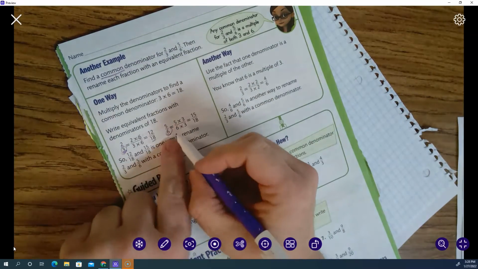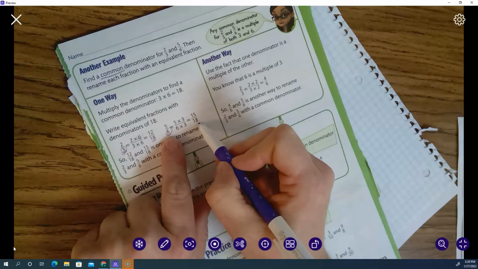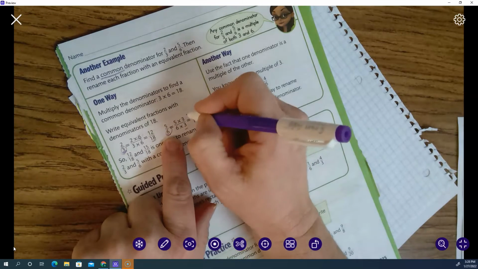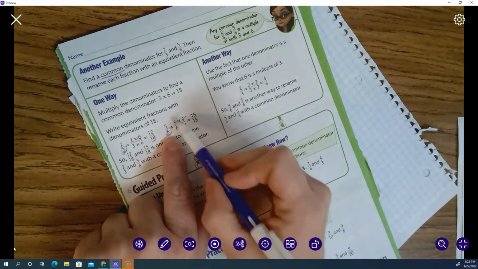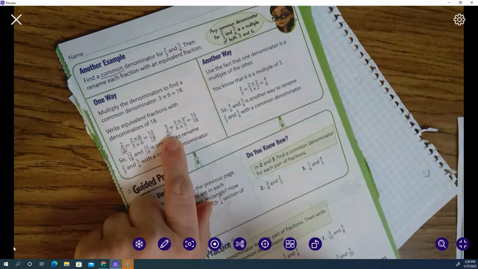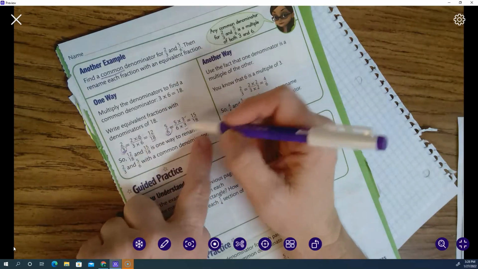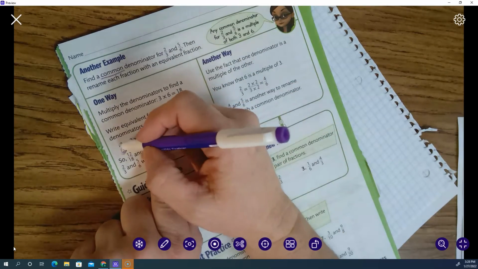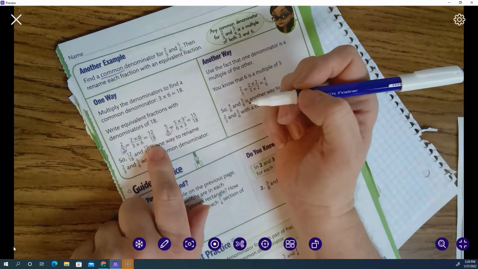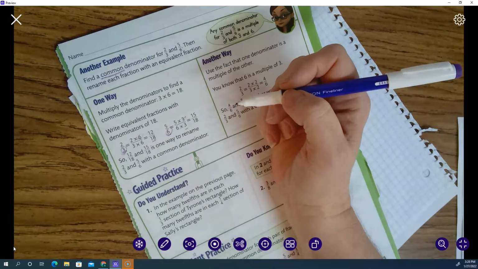Now for the 6, we're going to multiply 6 times 3 to get 18. And that's what we did on the bottom, so we have to do the same thing on the top. So 5 times 3 is 15. Now we could work with these two numbers. 2/3 is the same thing as 12/18. It's just named in a different way.